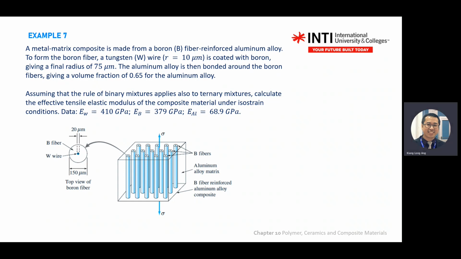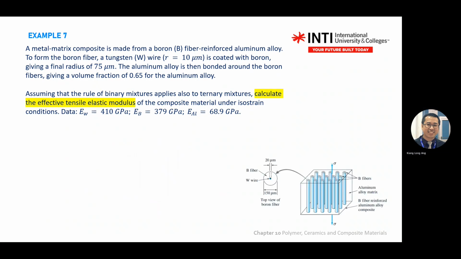So you have fiber, aluminum, and boron reinforced with aluminum alloy. Basically you have two things: fiber and matrix. Only now the fiber has two things, aluminum and boron. Okay, aluminum and boron.